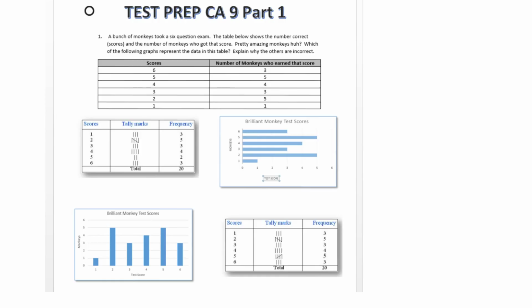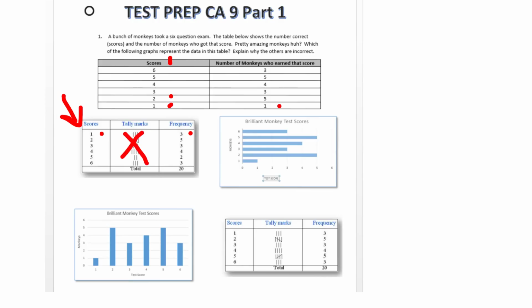So we're going to go ahead and look at this first graph here. And what we want to look at is we want to just start off with one of the values that we have. We're going to start off with this one here, 1 and 1. So when the score is 1, the number of monkeys who earn that score should be 1. So we look at 1 here. Well, the number of monkeys that earn that score, the frequency, they put 3 instead of 1. That tells me that this data is incorrect.